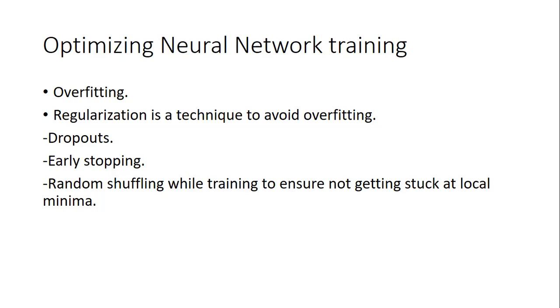The other form of regularization is called early stopping, where you literally observe the errors and stop the training when you think the model is overfitting. Another way to optimize your neural network training is to do random shuffling while training to ensure not getting stuck at a local minimum. What I mean by random shuffling is, if you have a data set with 5 points of inputs and outputs, in the first step you feed the data points in the order of 1, 2, 3, 4, 5 in one cycle. In the next step, you feed 2, 3, 4, 5, 1, and in the next 3, 5, 1, 2, 4, or something like that, so that you don't get stuck at a local minimum.